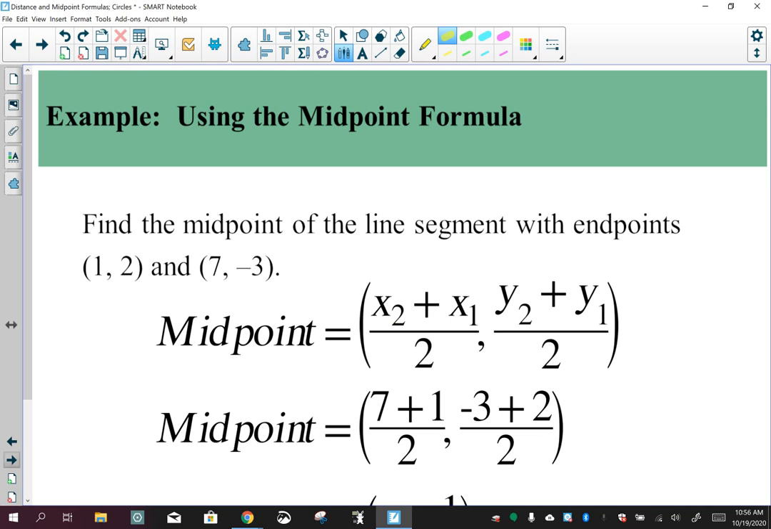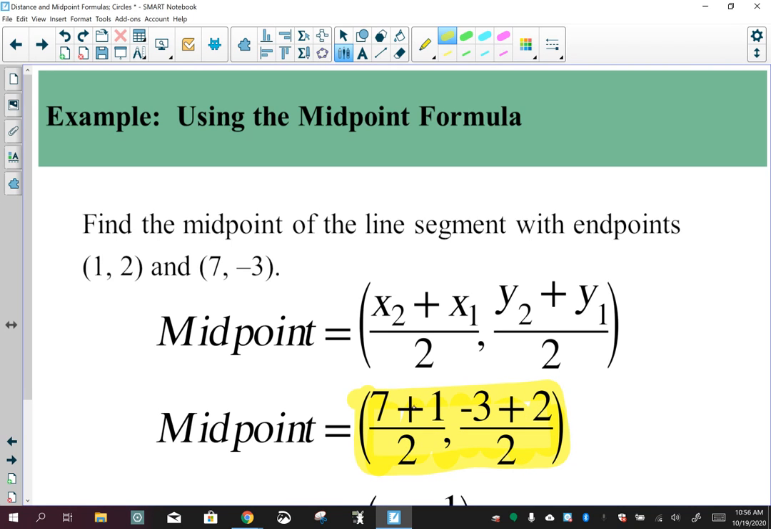So use the midpoint formula. So we have 1, 2 as the first point and 7, 3 as the second. So again, here's your midpoint formula. I'm going to plug this into our midpoint formula and I wind up with this. And then what I'm going to do is clean this up.